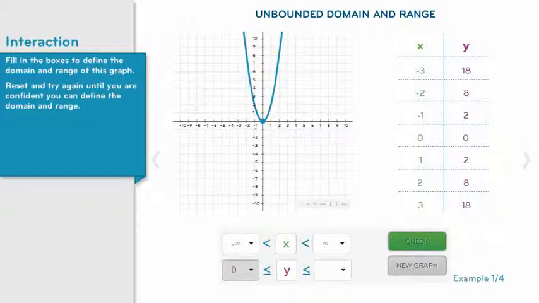But this parabola continues going up all the way to positive infinity. So y must be less than positive infinity. And again, notice that our inequality sign switches here. It is just simply less than positive infinity. We can never equal infinity.